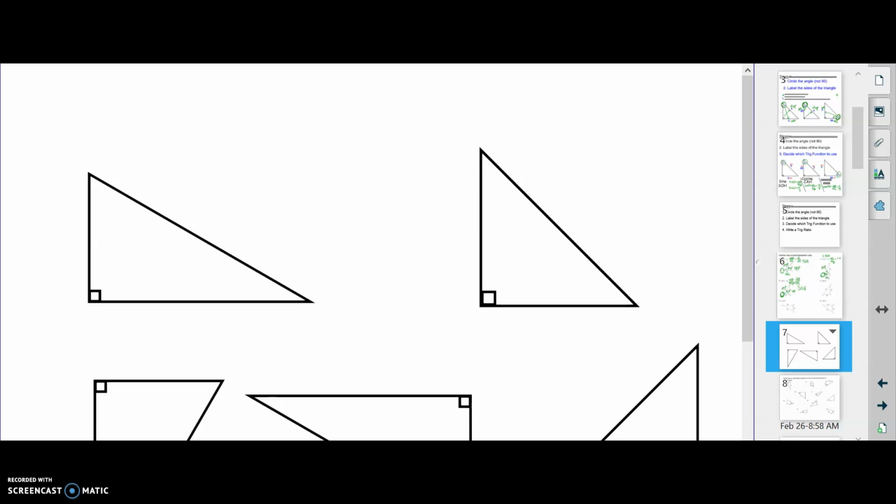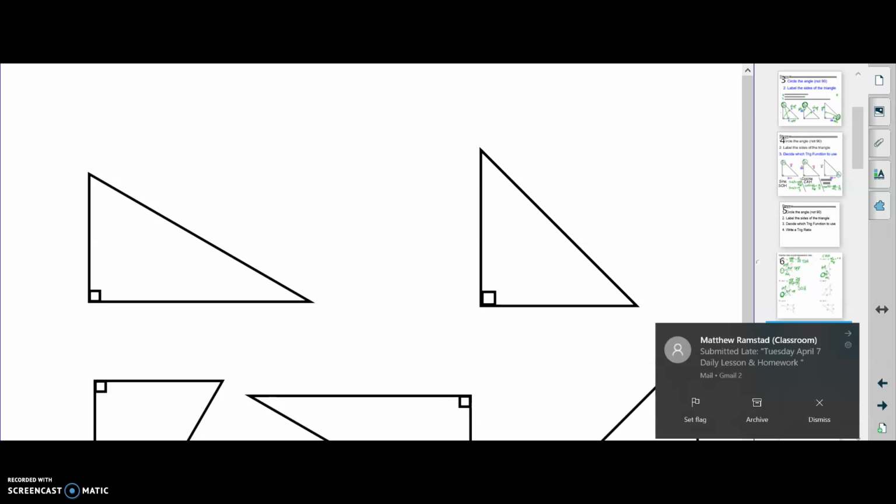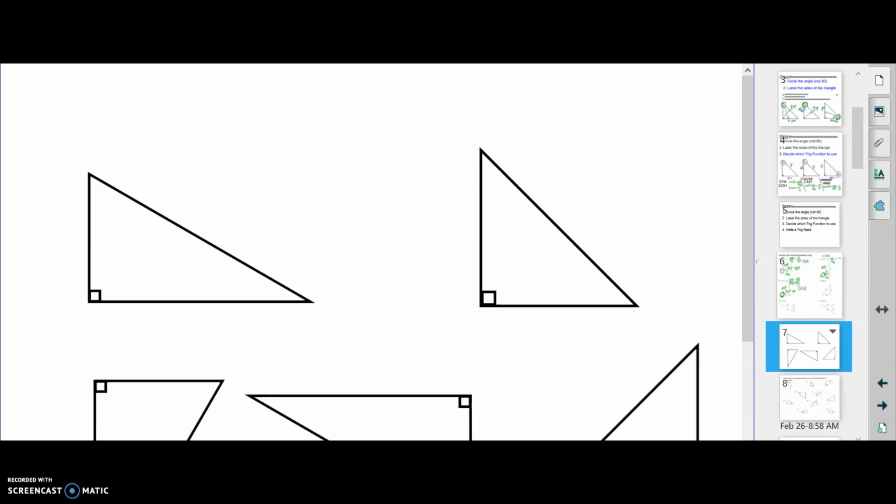Hey guys, I'm hoping this will be a quick video, and your quizzes should also be pretty quick too. But this stuff is super important. Like I said, when we get to finding area and surface area and volume, we have to be able to find these missing side lengths.